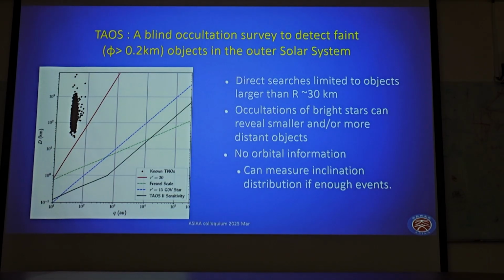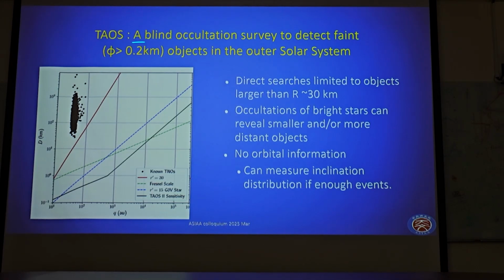As I mentioned, because we cannot detect the small objects directly anyway, that's why we have been using the blind occultation survey to detect the small and faint objects. So for TAOS II, our goal is to detect anything larger than 0.2 kilometer at the 40 AU region.